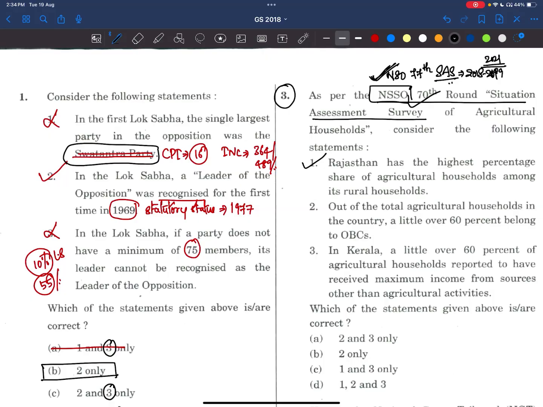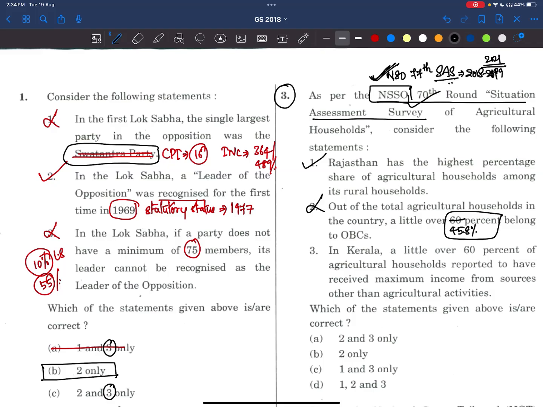Now, out of total agricultural households in the country, a little over 60% belong to OBCs. It is not 60%, it is about 45.8%. So this statement gets negated. See here, UPSC is playing with numbers, right? So we don't know whether it is 60% or something. So this type of questions, please try to skip, friends.